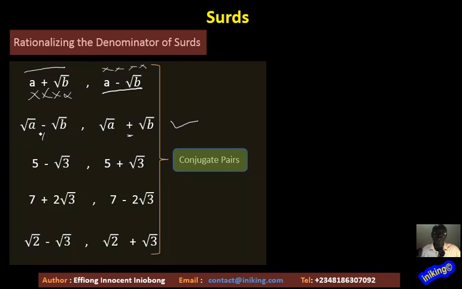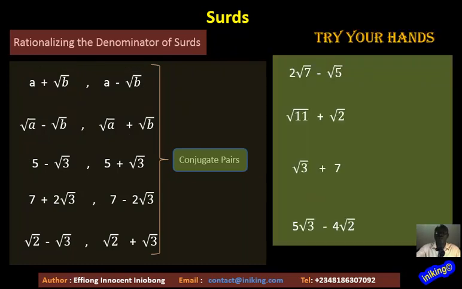That is, root a minus root b is a conjugate of root a plus root b, and root a plus root b similarly is a conjugate of root a minus root b. And that is also applicable to 5 minus root 3 and 5 plus root 3. So also we have here 7 plus 2 root 3 and 7 minus 2 root 3. The difference you can see in all of them is that we have the same numbers there. It's just that the sign joining the two terms is different.